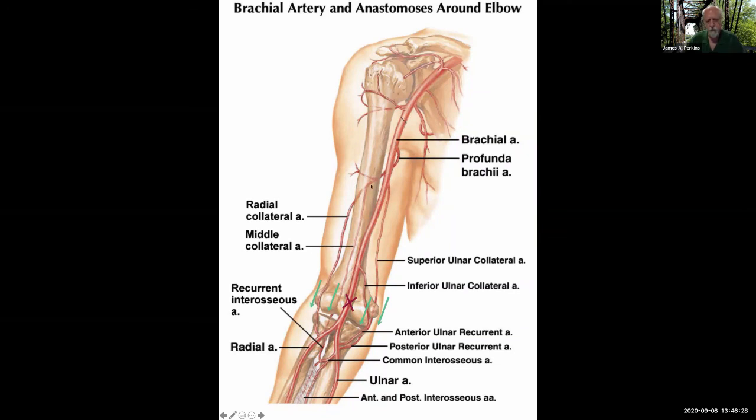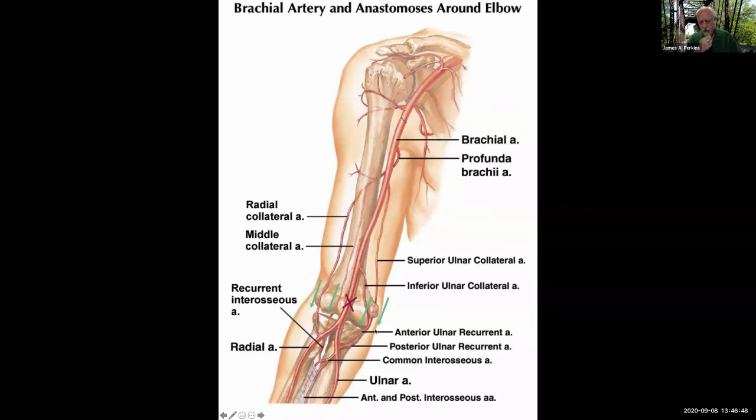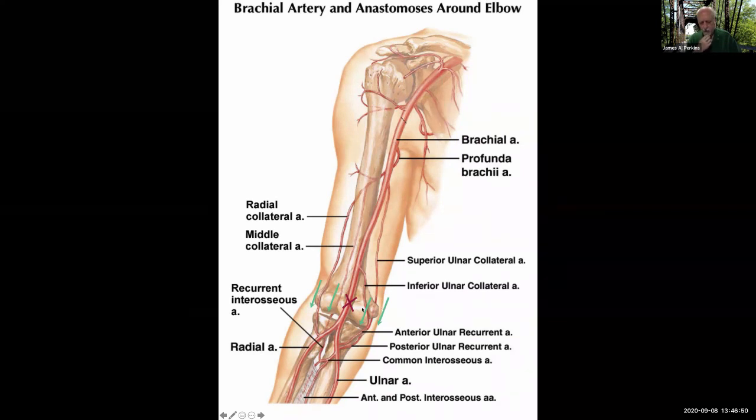So you should look for these collateral and recurrent arteries. You should be able to see superior and inferior ulnar collaterals in lab today. Once we get into the forearm, on Thursday's dissection, you should look for all these recurrent arteries as well. And you should be familiar with this idea of an anastomosis, and be familiar with the connections that are formed between these collateral and recurrent arteries.